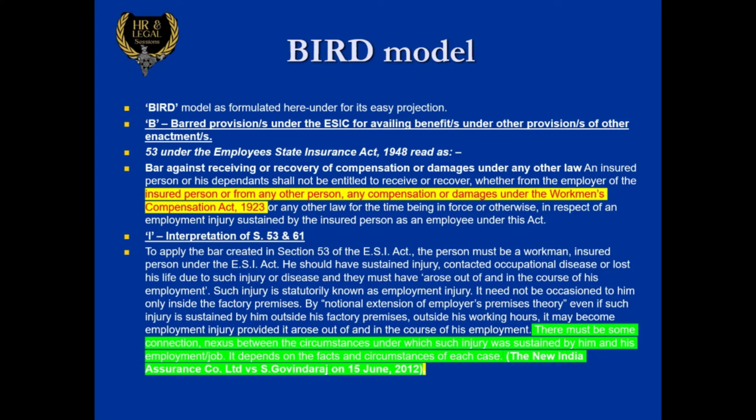With respect to this, there must be some connection, a nexus, between the circumstances under which such injury was sustained by him and his employment or job. In the Workmen Compensation Policy, many exclusions have been given. They are not entertaining claims, even when it went to court, and at the time of death and so on, they are not extending the benefit. But in the ESI, they only see whether the accident or the incident happened. There should be some nexus between the incident place and the job he is doing. Such injury will be covered under the ESI, and the personal accident policy also covers those things. That is in the case of New India Insurance Company versus Govindaraj.